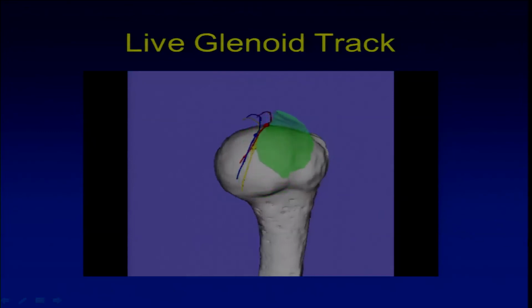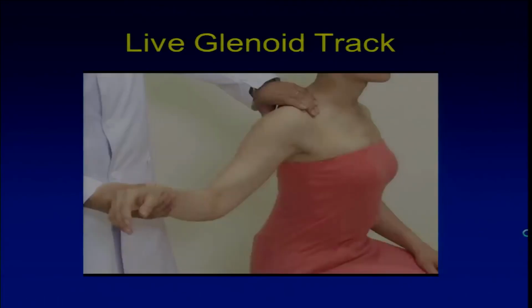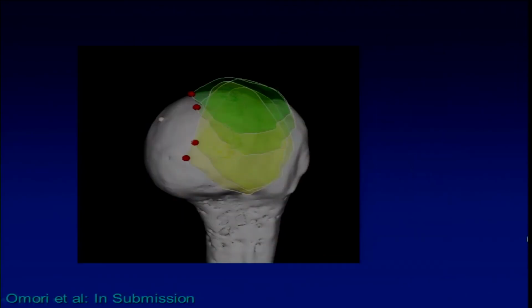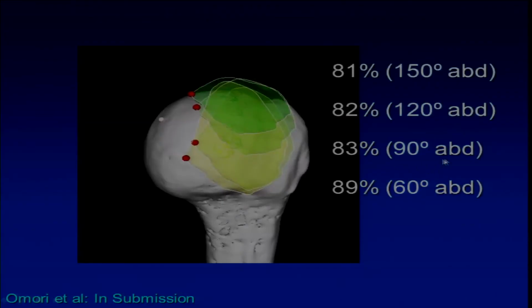As we saw in cadavers, the glenoid moved along the posterior margin of the articular surface of the humerus, creating a zone of contact. So using this method, we measured the glenoid track width in live shoulders, which was 83% with the arm at 90 degrees of abduction, which is very close to the cadaveric measurement, and it's a little narrower superiorly and a little wider inferiorly.